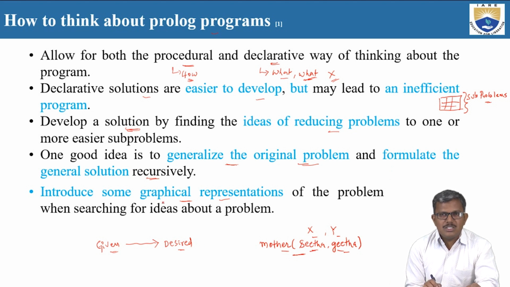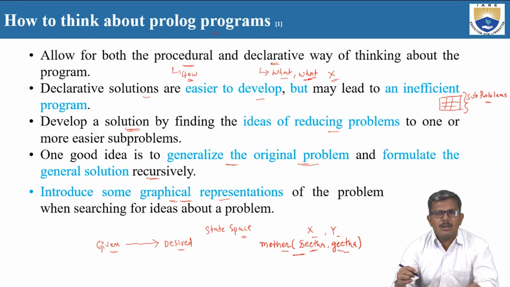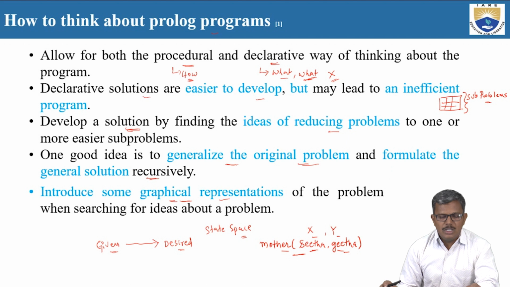Okay, so this graphical representation, we can say, is the state space. It is also called a state space. Representing the state space means representing it in a graphical way, so that it will be very easy. Even a non-programmer could understand how the problem has been solved by seeing this visualization. So it is very important to have a graphical representation while solving some problems.